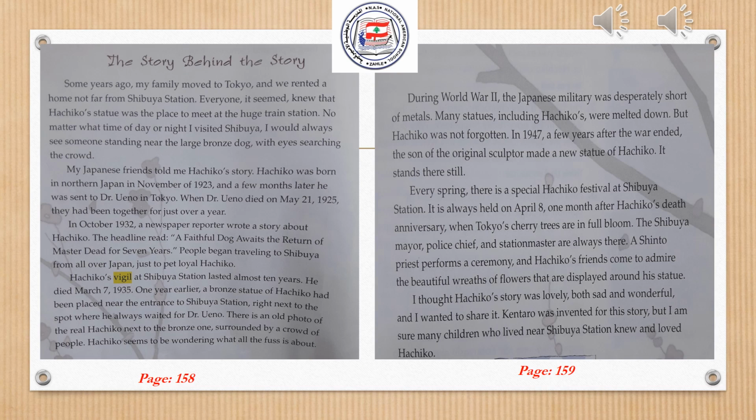Hachiko's vigil at Shibuya Station lasted almost 10 years. He died March 7, 1935. 1 year earlier, a bronze statue of Hachiko had been placed near the entrance of Shibuya Station, right next to the spot where he always waited for Dr. Ueno. There is an old photo of the real Hachiko next to the bronze one, surrounded by a crowd of people. Hachiko seems to be wondering what all the fuss is about.